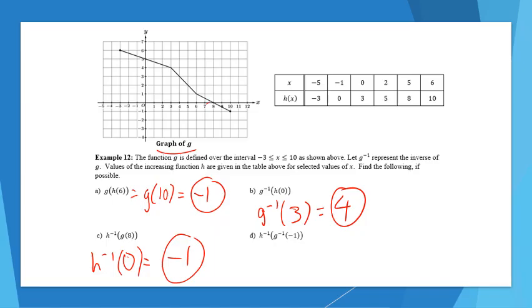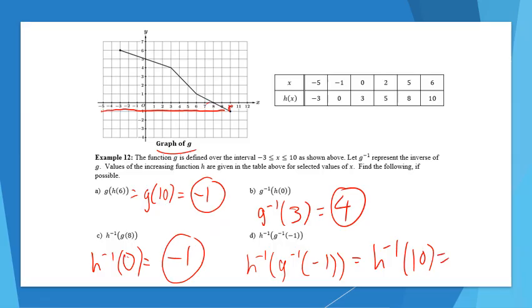And then the final thing we have is h inverse of g inverse of negative 1. So let's find the g inverse of negative 1. This should be 10 there. So this is going to be the h inverse of 10. And looking at 10 there, and looking up, this should be 6. So 6 should be 12D there.